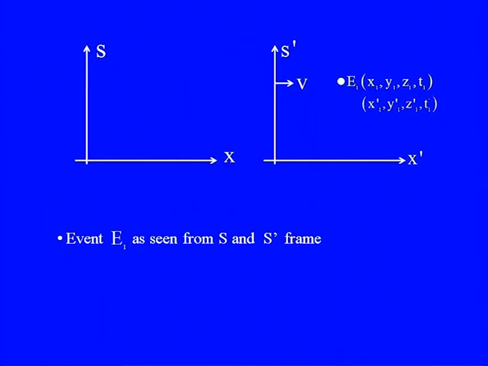For that, I think it will be good if we see it in a more pictorial fashion. So we talk of event one. It has occurred at a certain position, x1, y1, z1, at a certain time t1 in the S frame, let's say. And then the same event is seen at position x1 prime, y1 prime, z1 prime, and the time measured is t1 prime. So that's the event seen from the frames S and S prime. Remember, S prime is also moving with a certain uniform velocity with respect to the S frame.